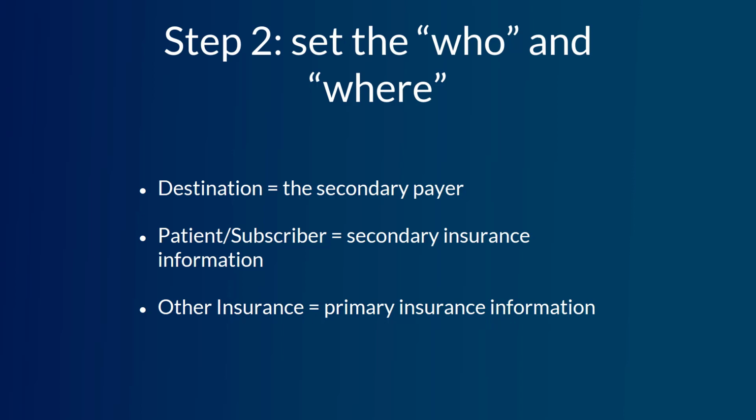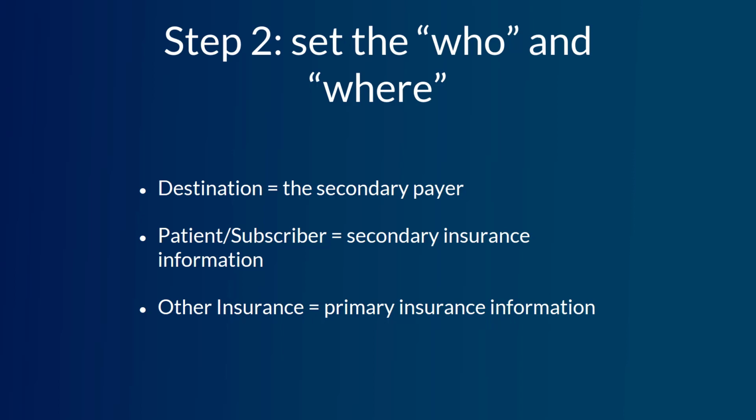Once you've marked a claim as being coordination of benefits, next we need to set the who and the where. So the destination or the payer that you indicate in the claim needs to be the secondary payer. So if you have a main field where you indicate the destination for the claim, please do make sure it is the secondary payer, not the primary. You will also need to put in some patient and subscriber information. Now, in the main area of the claim, this will need to be the secondary patient and subscriber insurance information, not the primary. So the destination is the one who rules here.